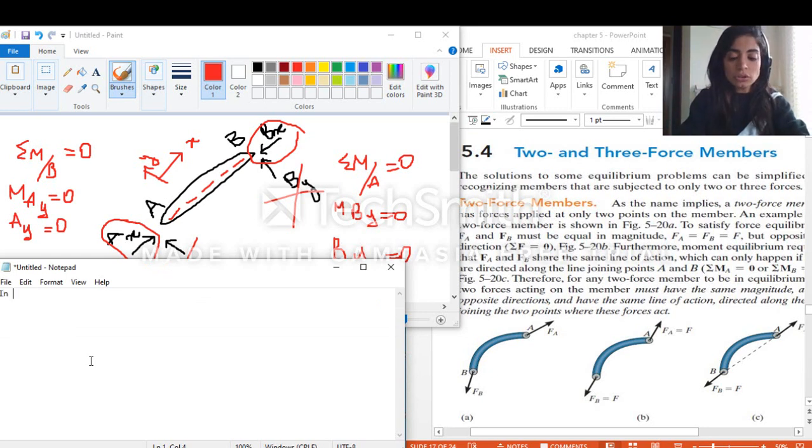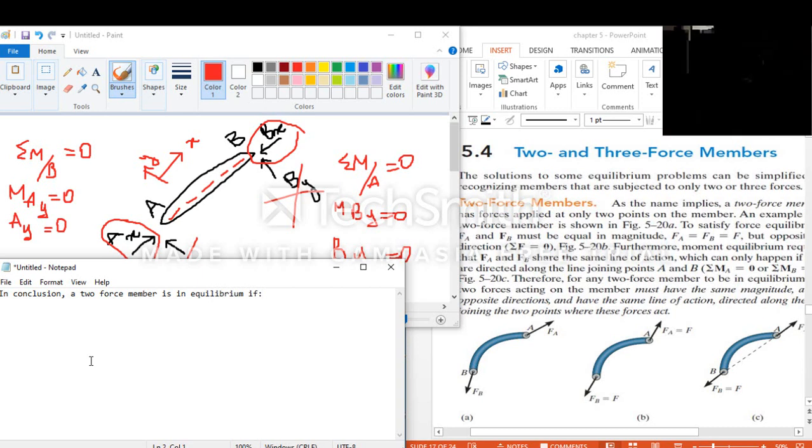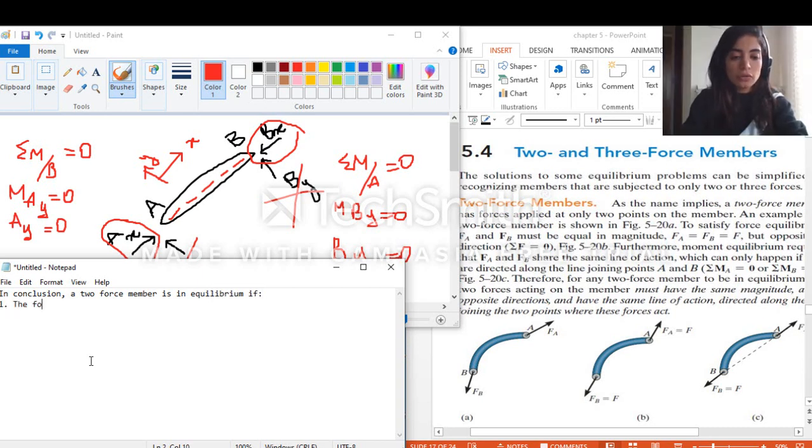So guys, in conclusion, a two-force member is in equilibrium if, one, the forces are opposite, and two, the two forces have the same line of action.